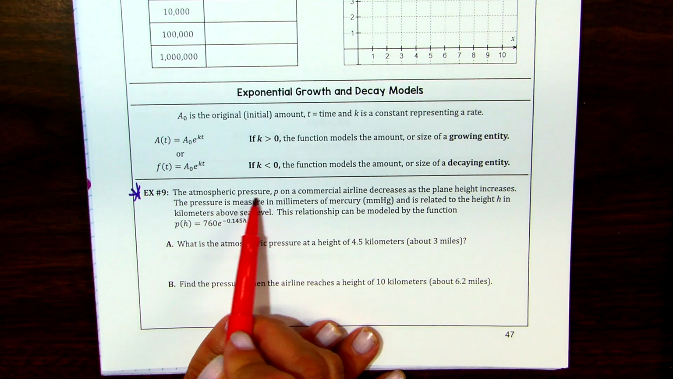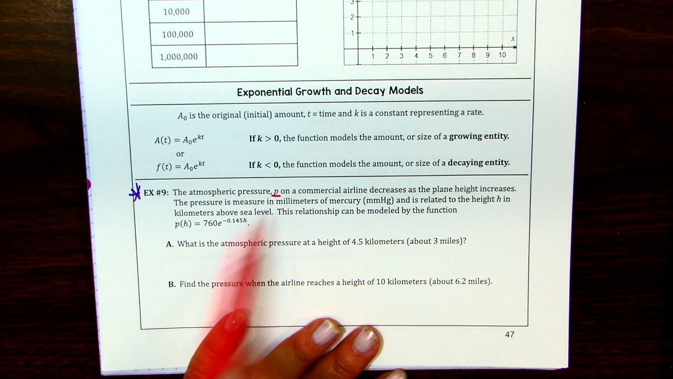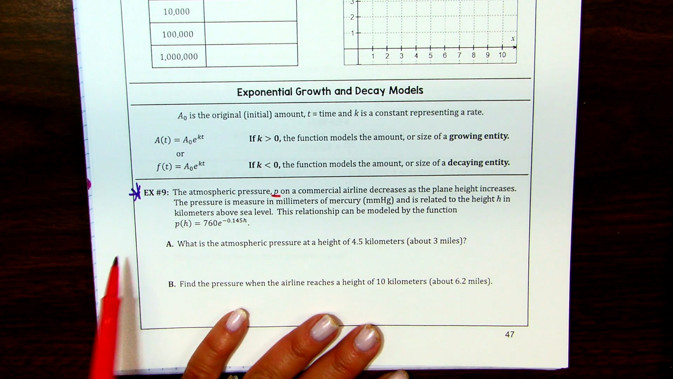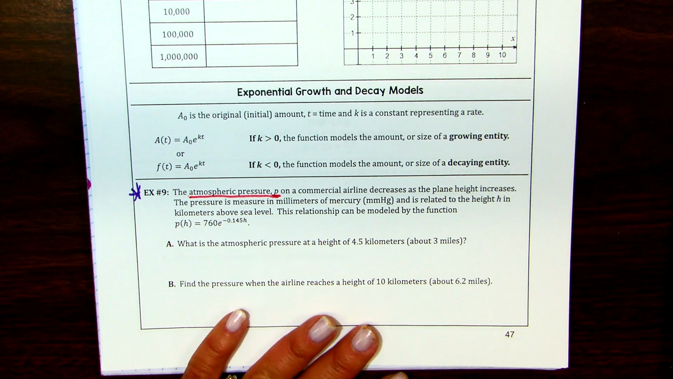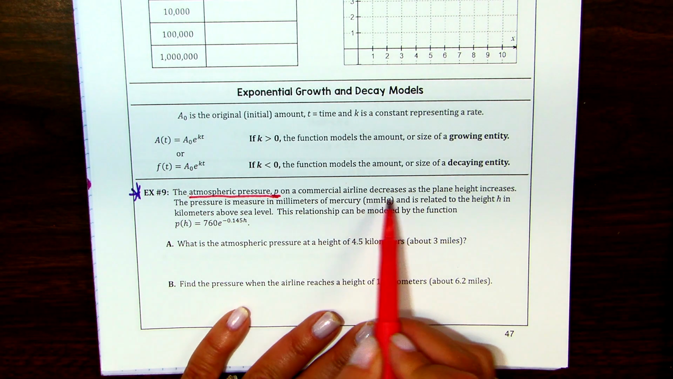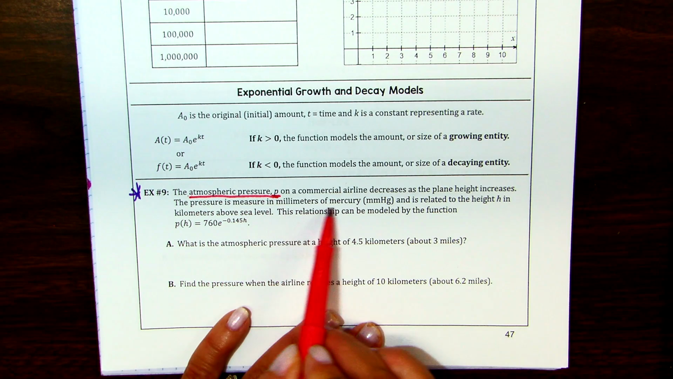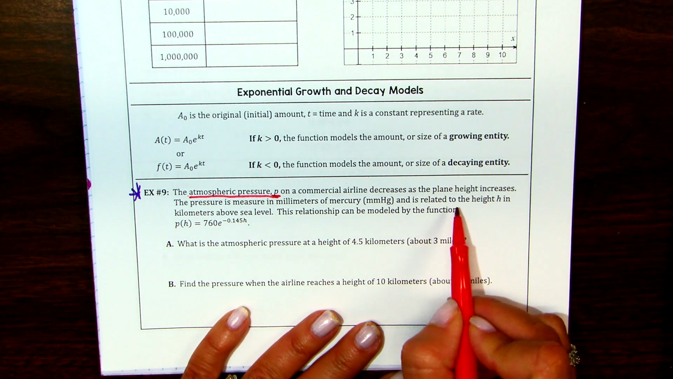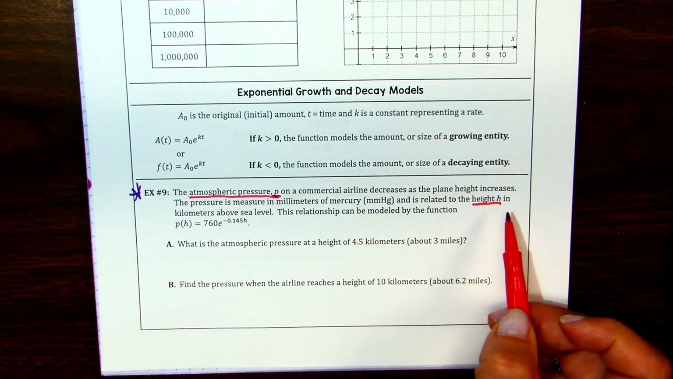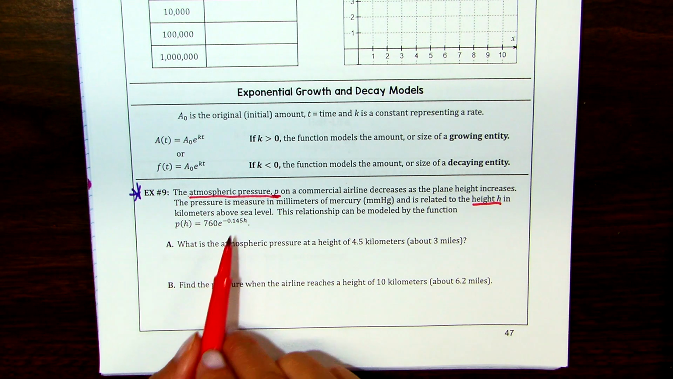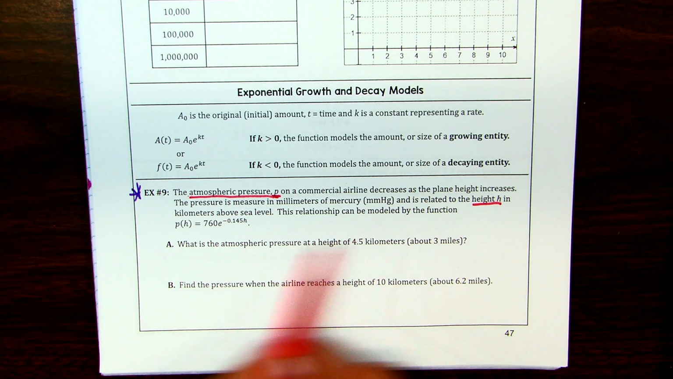The atmospheric pressure, P. Now, I know variables are important in my job, right, in our math job. Variables mean something. I just learned atmospheric pressure is going to be represented by the letter P. That's important, okay? On a commercial airline, decreases as the plane height increases. The pressure is measured in blah, blah, blah, okay, and is related to the height h. I'm going to need to know that. Height means h. Common sense, right? But sometimes the letter doesn't match the word perfectly. In kilometers above sea level, the relationship can be modeled by this function.